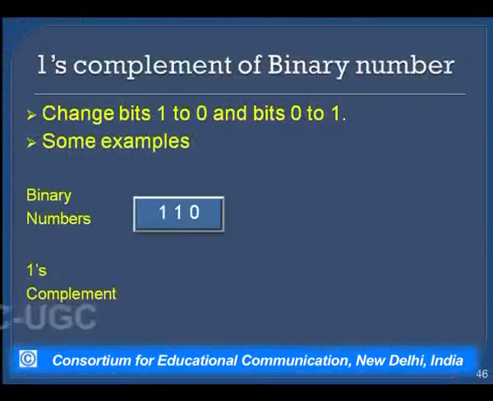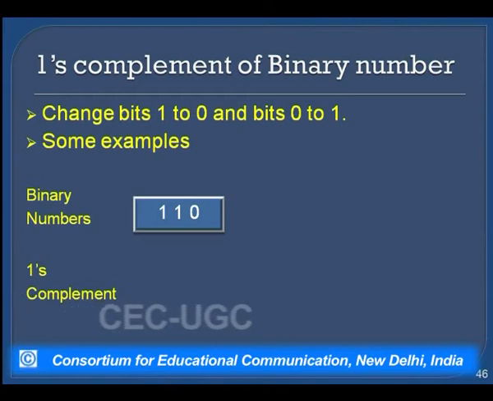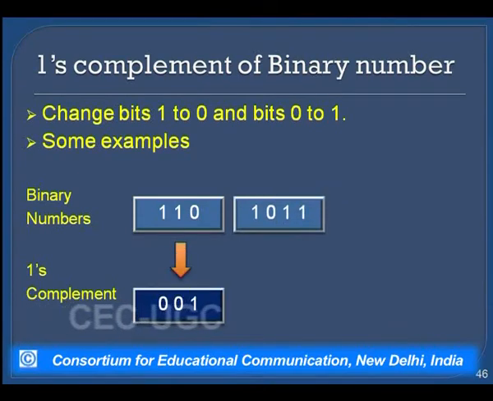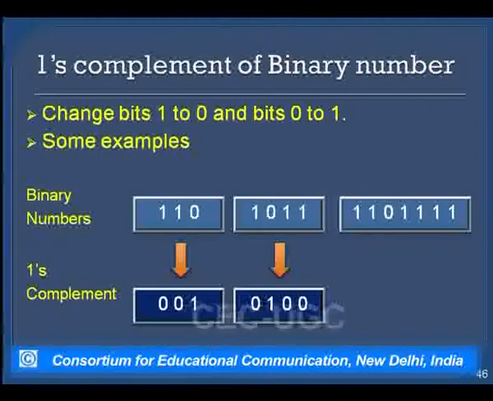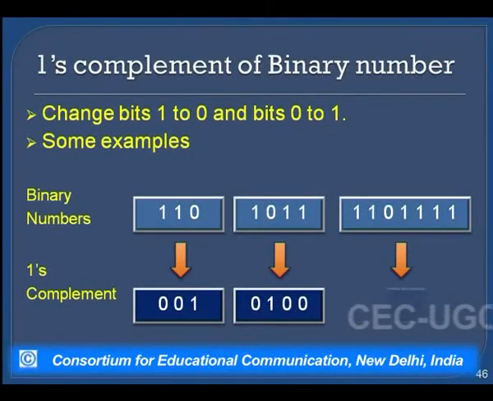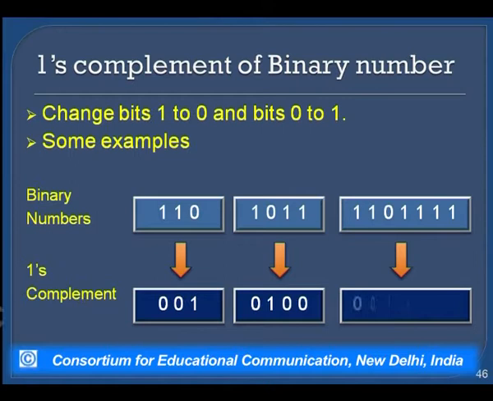So, what is 1's complement? In 1's complement, each digit of the number is reversed. For example, if we have 110, in 1's complement we will have 001, that is 1 is replaced by 0, 1 by 0, and 0 by 1. So, given a number of any size, we can get its 1's complement by reversing each digit of the number.